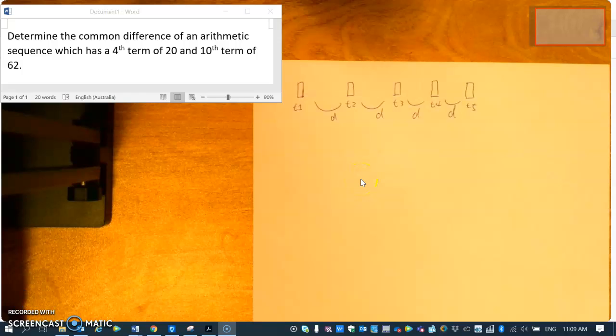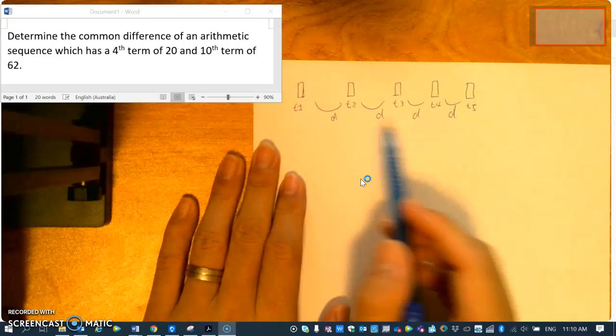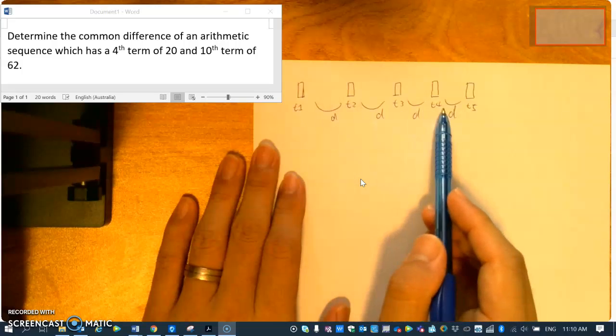Alright, so how do we calculate the common difference D of an arithmetic sequence when we're given two terms and their values? Now this relates to our knowledge of the formula for D. But before that, let's just consider this example. Let's say we have 5 terms: T1, T2, T3, T4, T5.